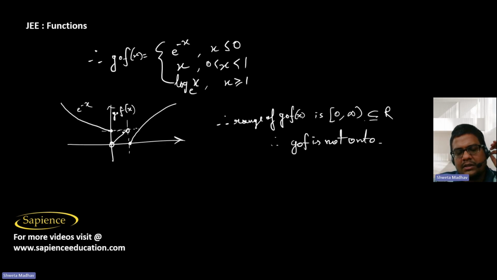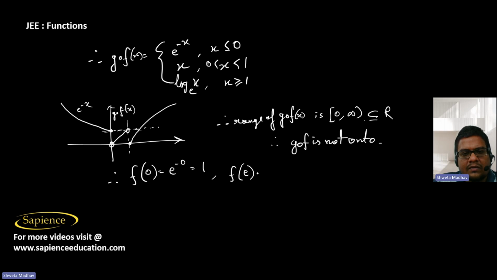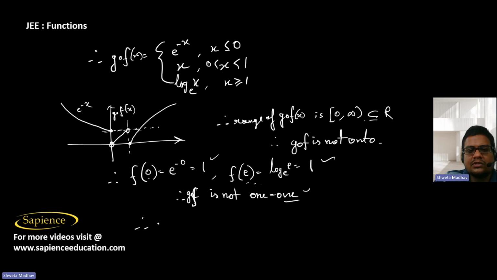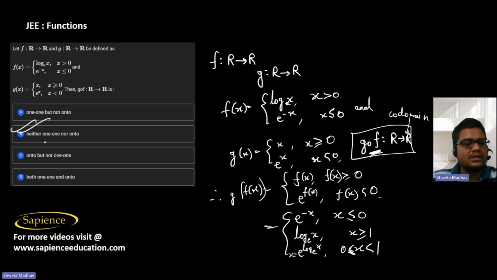And also here we can see that at various points the value is coming same. Let's say for example f of 0, that is e power minus 0, that is e power 0, that is 1. And also if we take f of e, that will be log of e base e, that will be also 1. So 0 and e, the inputs are not same, but the output is coming same. So therefore g of f is not 1-1 function. So the function g of f is neither 1-1 nor onto. So option B is the correct answer.